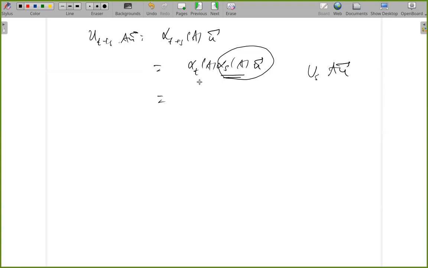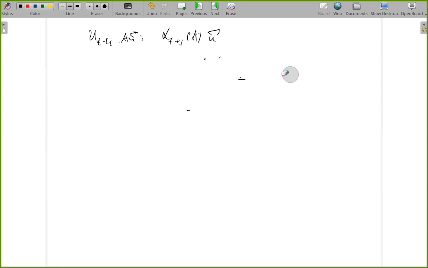Right, yeah. U_T of... what am I writing? This is some bogus thing I have written here. Sorry, my bad. Yeah, so this is actually not alpha T A times alpha S A. This is just composition, right? Alpha T composed alpha S A.